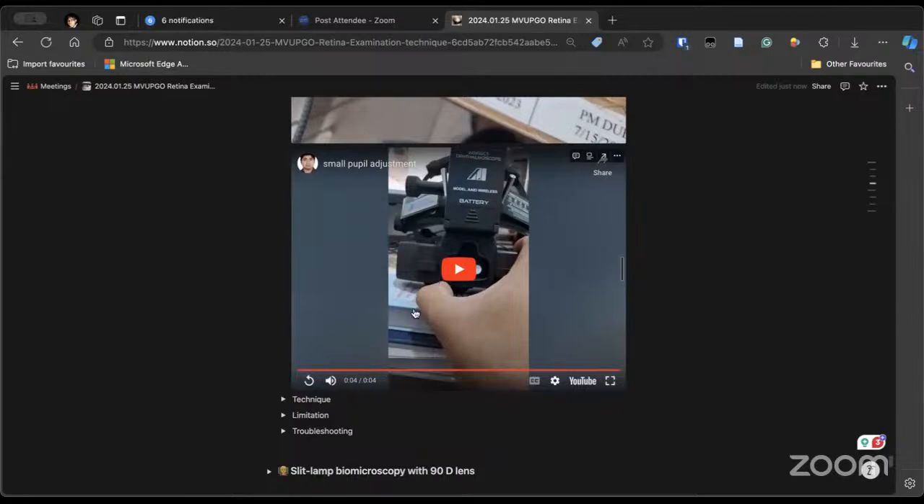So a similar mechanism is available in the slit lamp. What is that called? To bring the pupil of the examiner nearer, in a Haag-Streit model. Any candidate? Haag-Streit BQ 900.